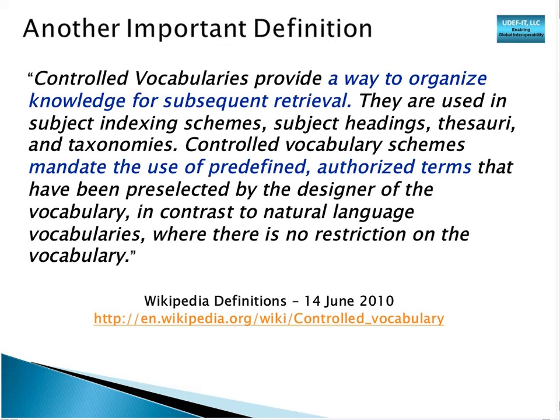One more important definition, and this happens to be taken from Wikipedia, and it's dated as of yesterday, is controlled vocabularies. Controlled vocabularies are a way to organize knowledge so that it can be subsequently retrieved. It's a way of, rather than having no limits on how things are named, having a control of vocabulary by using mandated, predefined, authorized terms that are pre-selected by the designer of the vocabulary. And that's where the UDEF is fitting into that role. And I'll again provide more details here shortly.